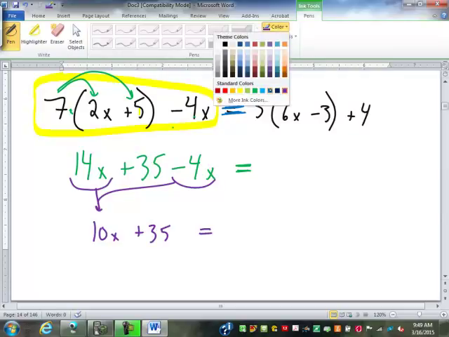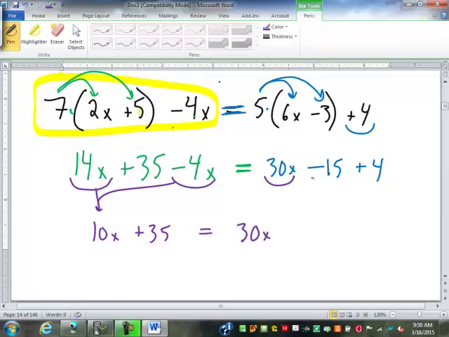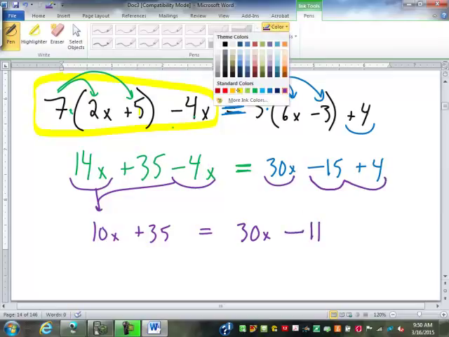Over here, we see parentheses. Anything to do in the parentheses? Nope. To the parentheses? Yes, times the 5. 5 times 6x is 30x. And 5 times a negative 3 is negative 15. And we still have the positive 4. So now over here, we're going to combine what we can. Is there anything to combine with the 30x? No. How about the negative 15? Yeah, negative 15 and positive 4 make negative 11. Good. Now what?